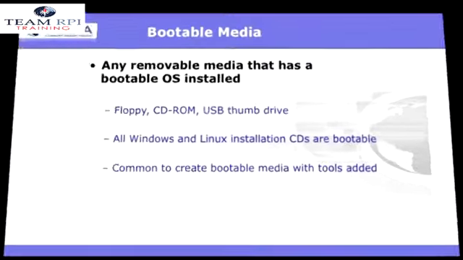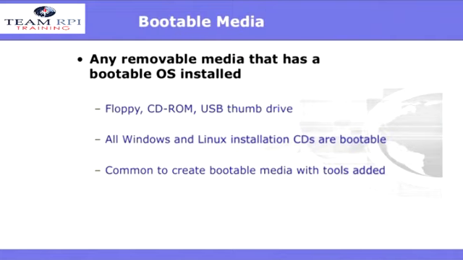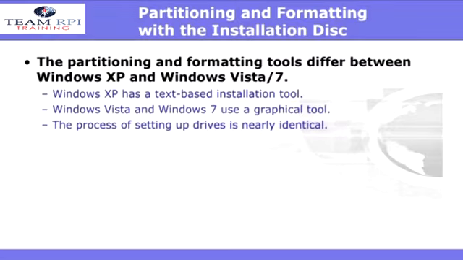Next, let's take a look at Bootable Media. Any removable media that has a bootable operating system installed, like a floppy or a thumb drive, can be used. All Windows and Linux installation CDs, for instance, are bootable. However, the partitioning and formatting tools differ greatly between Windows XP and today's Windows 7.